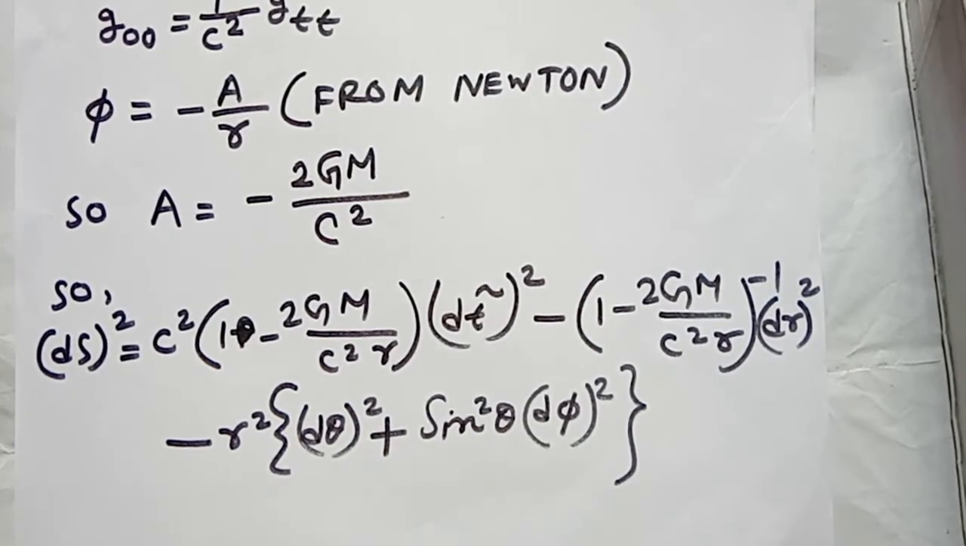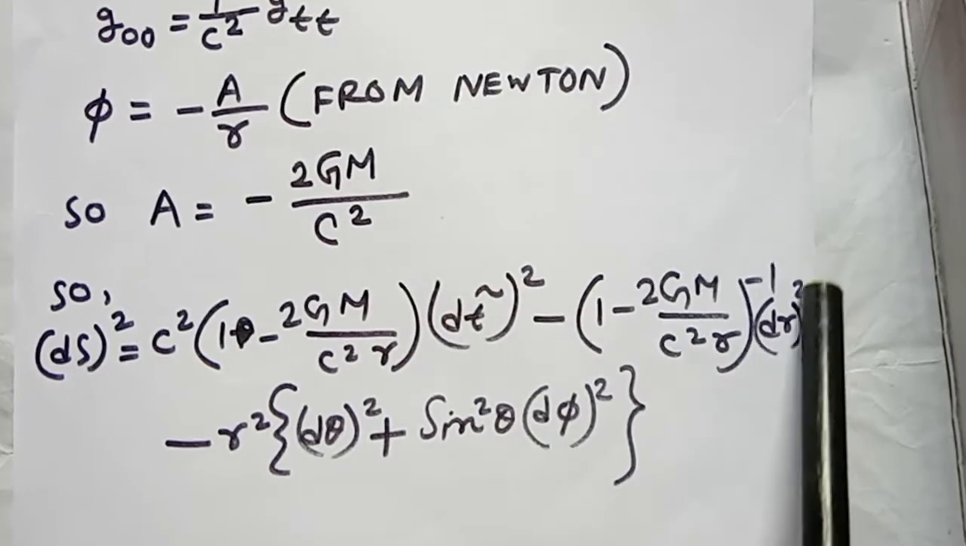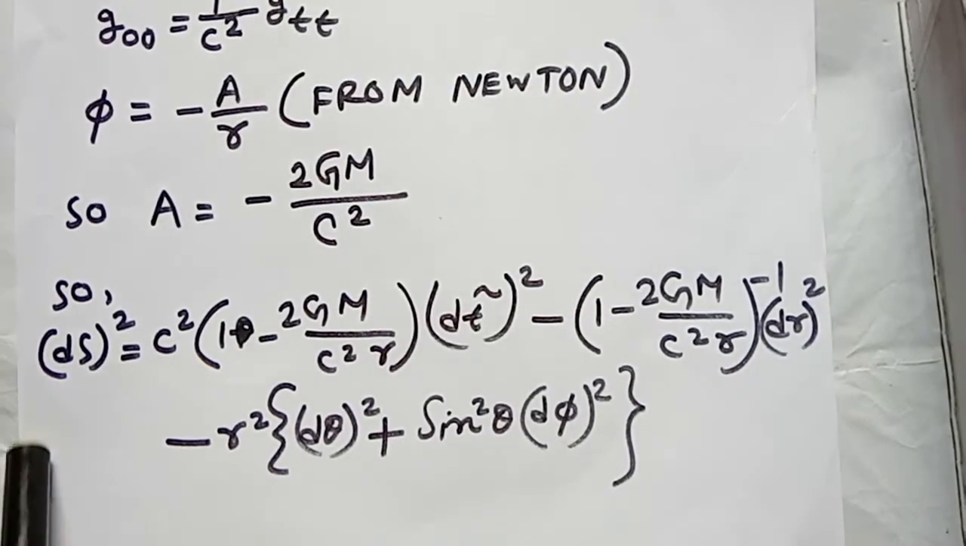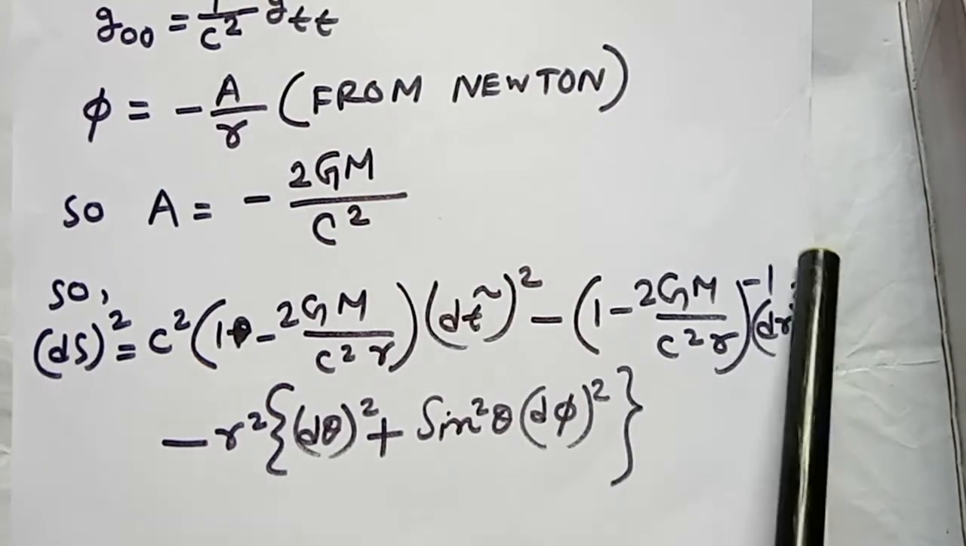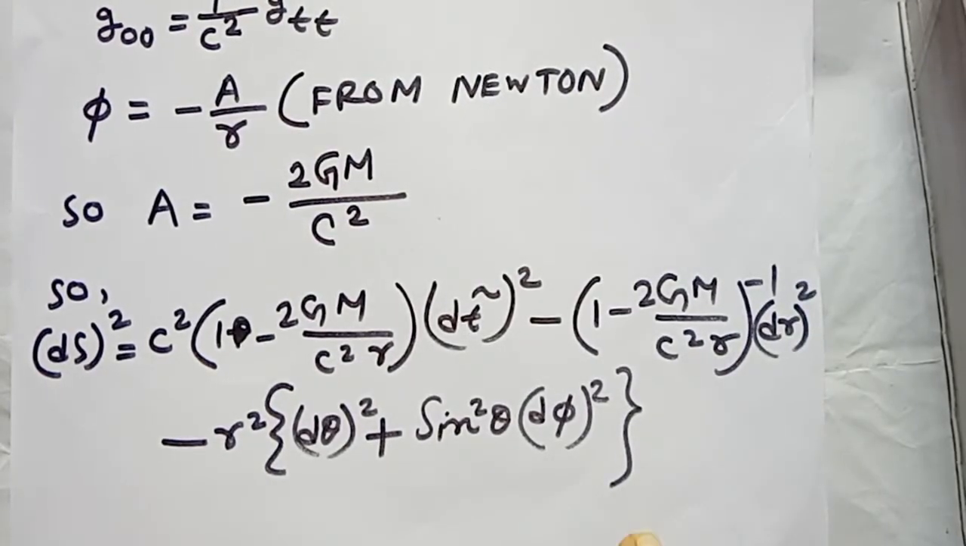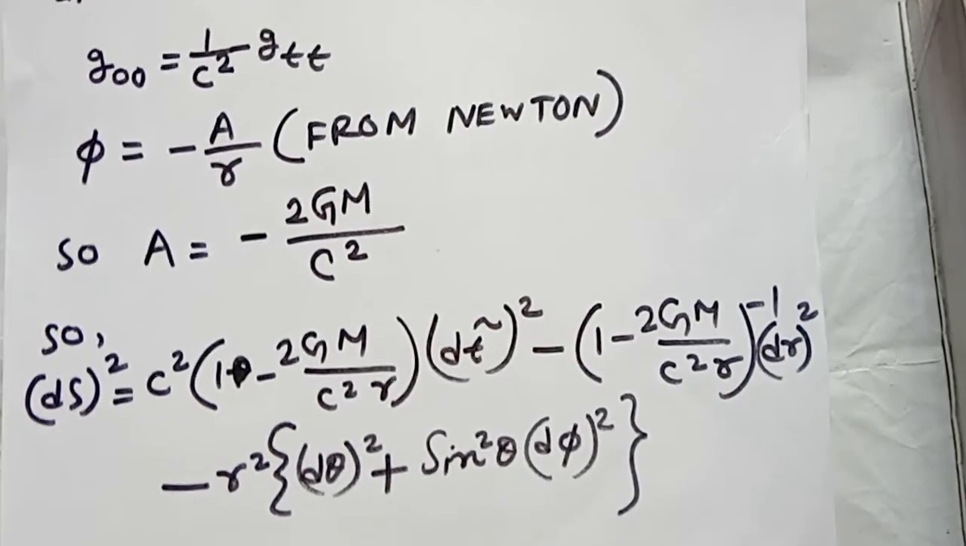This is the Schwarzschild solution of the Einstein field equation, and this is the simplest and most important solution.